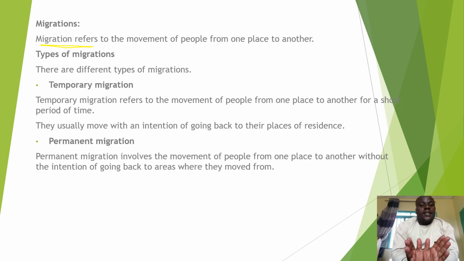So we have different types of migrations, and number 1 is temporary migration. This refers to the movement of people from one place to another for a short period of time. This means that under this type, people migrate with an intention of coming back to their places of residence.